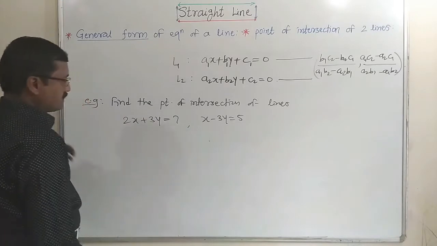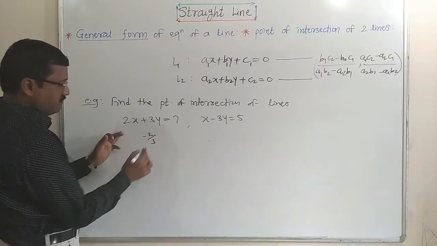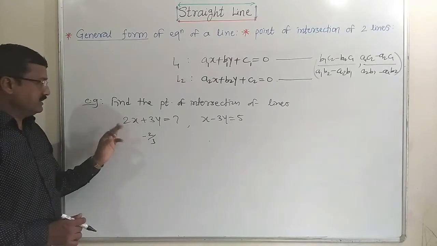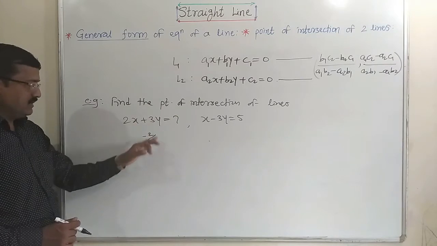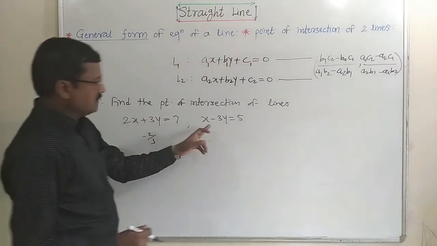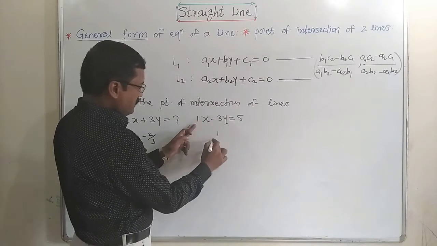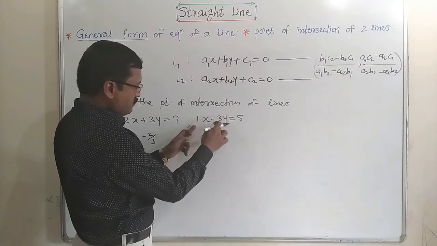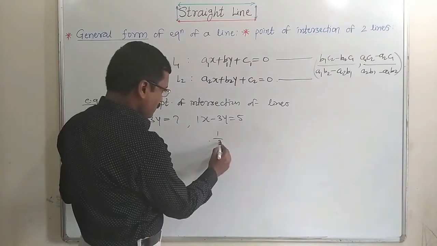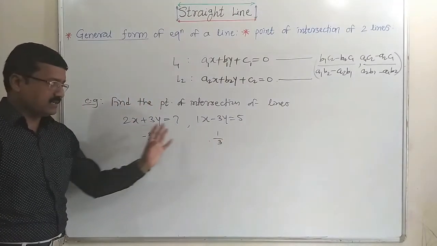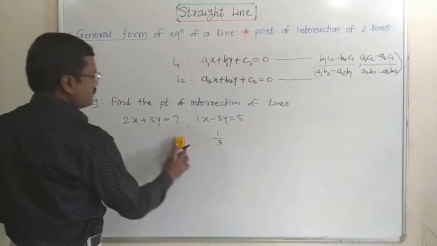Let us find the point of intersection. Obviously, the slope of this line is minus 2 by 3. We have learned how to find the slope of a line directly by observation. The ratio of coefficients of x and y is 2 by 3, so its negative is minus 2 by 3. Here the slope of this line: here is 1, here is minus 3. The ratio of these two numbers is 1 upon minus 3 and its negative is 1 by 3. So these two slopes are not equal, so the lines are not parallel. So let us find their point of intersection.